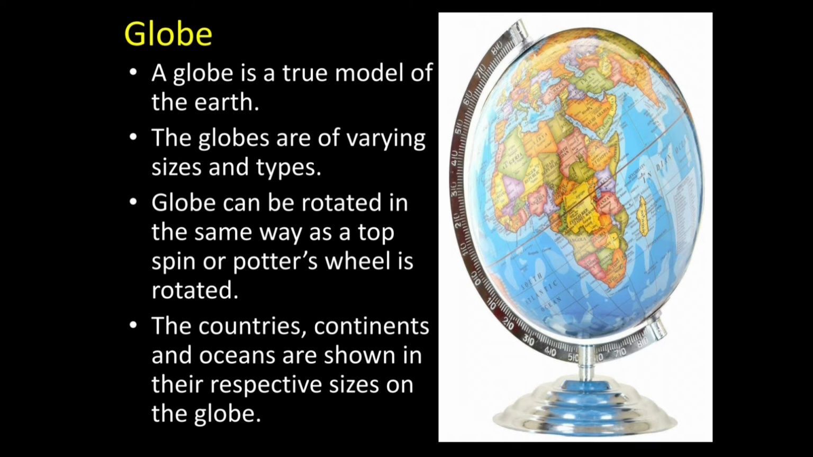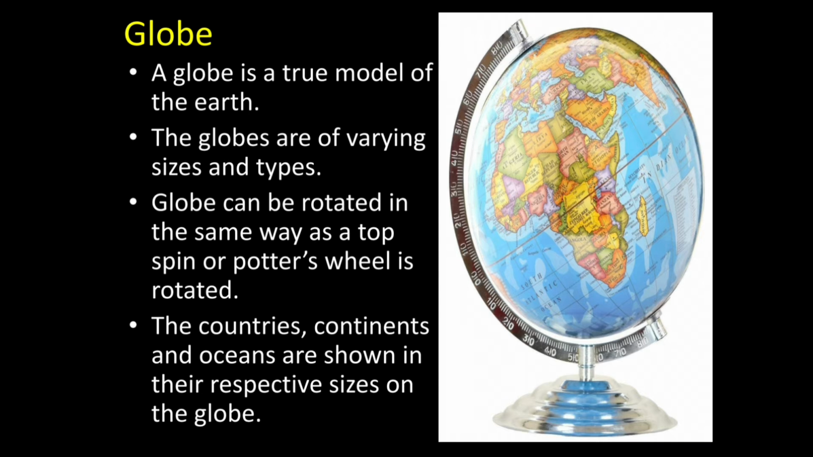Globes are of varying sizes and types. Globes are available in the market in various types and various sizes. Globe sizes vary from a tabletop globe to very large globes, and their types are also different. Some globes show the physical features of the earth, whereas some globes show the political features of the earth. Some globes show thematic interest also. So there are globes of several sizes and several types.